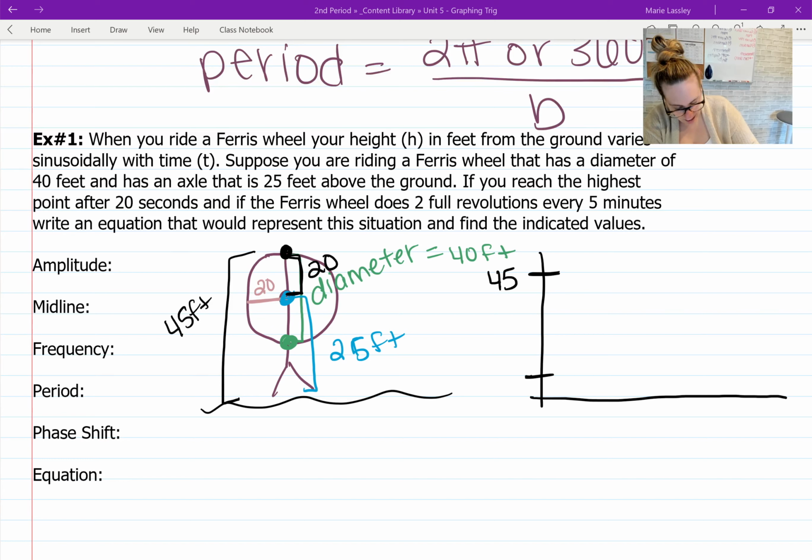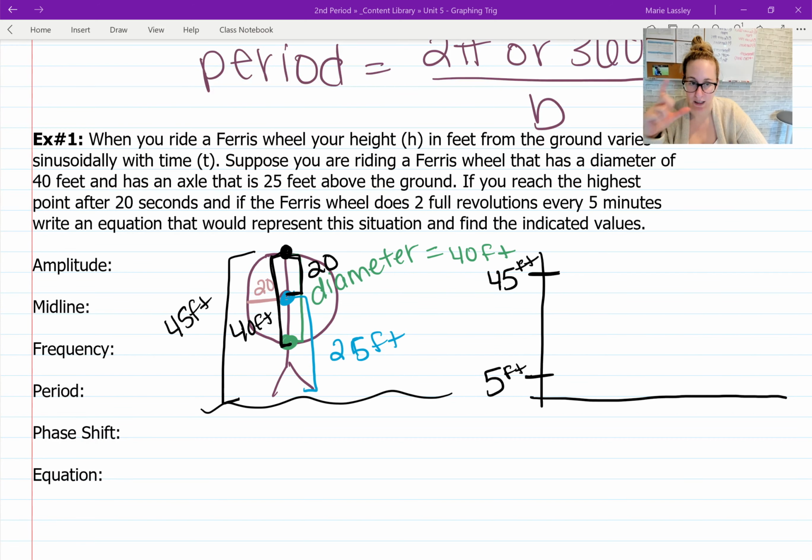I know that this is 40 feet, the whole diameter. So if I do 45 subtract 40, that tells me my lowest point is 5 feet above the ground. So 45 feet above the ground is my highest, 5 feet above the ground is my lowest. That's the highest and lowest point of my Ferris wheel.